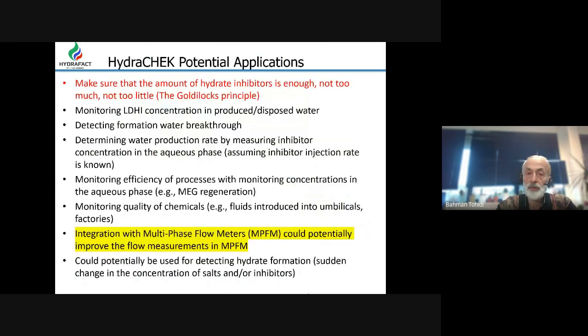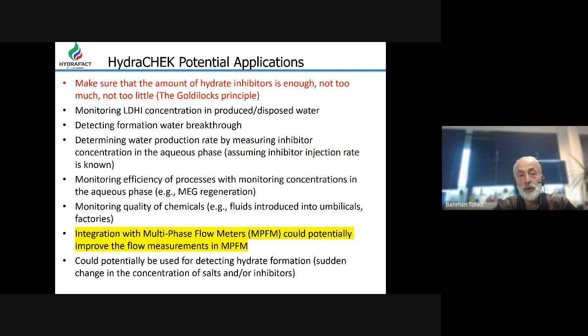Now, one question here for you all: which one of these applications is relevant to you? Because HydraCHEK can be used in all of these.